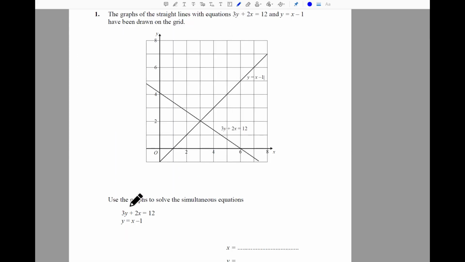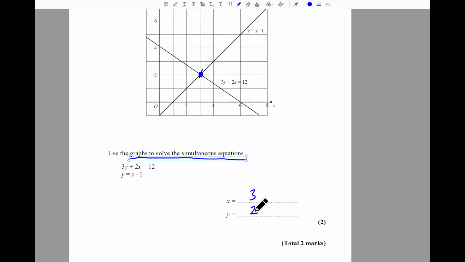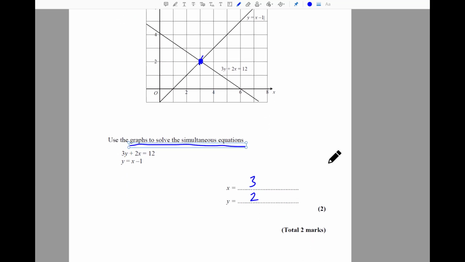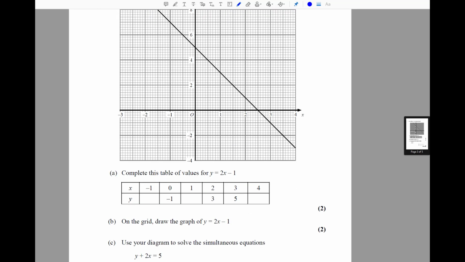Here's an example exam question. You can see the wording, it does say clearly, use the graphs to solve the simultaneous equations. So we use the graph, we can see it's this point here, where they equal each other. So you can see x, look at the scale, x equals 3 here, and y equals 2. Wow. That's just an easy 2 marks right there. Right, let's go try another one.